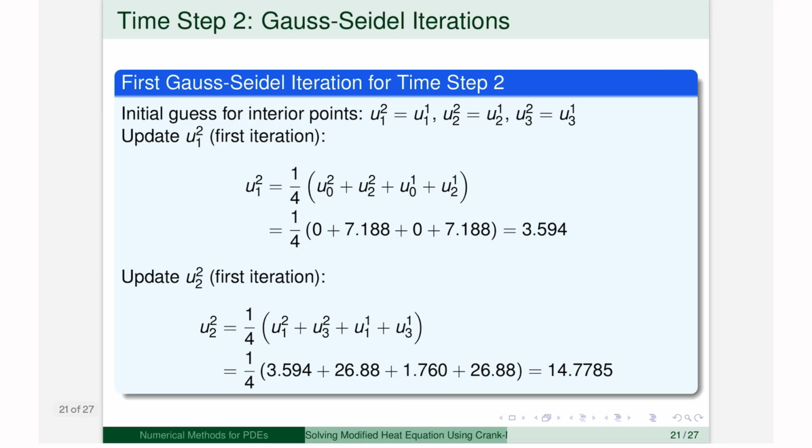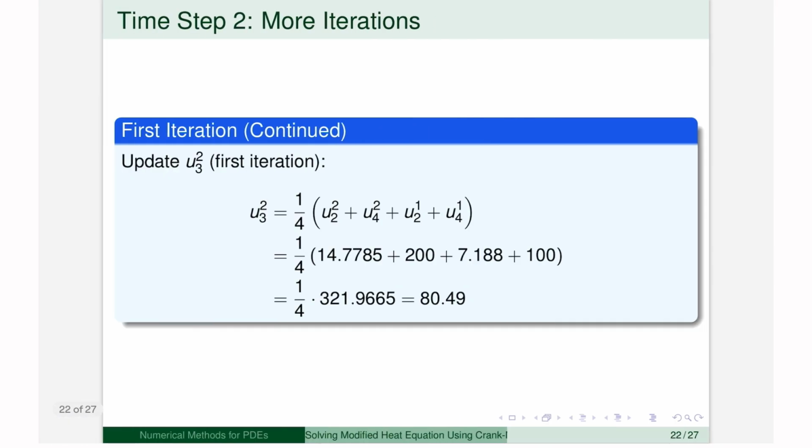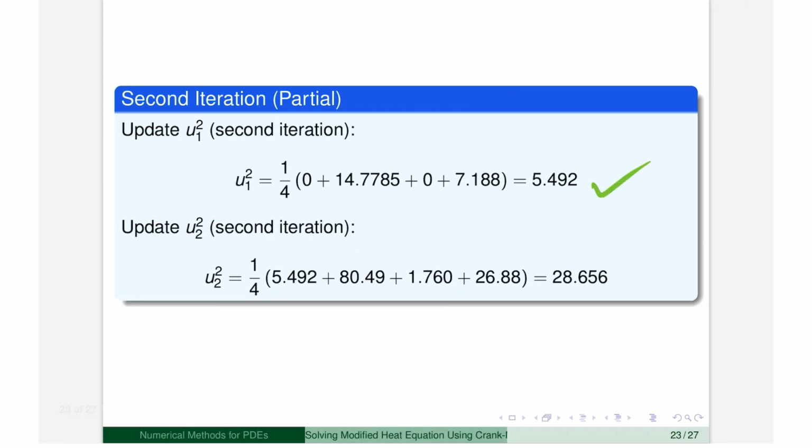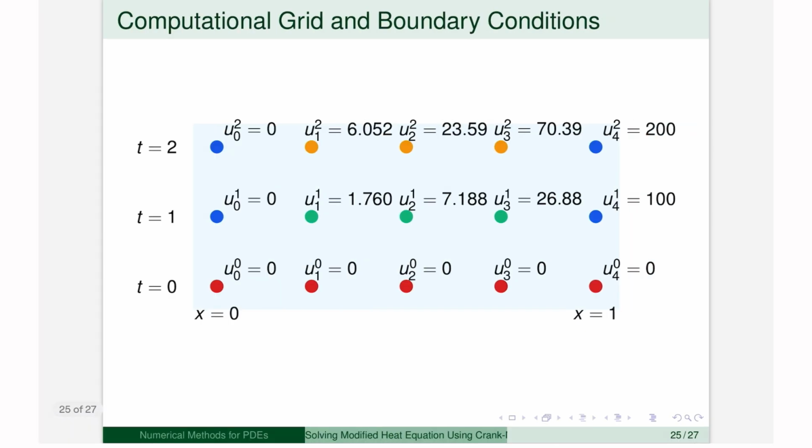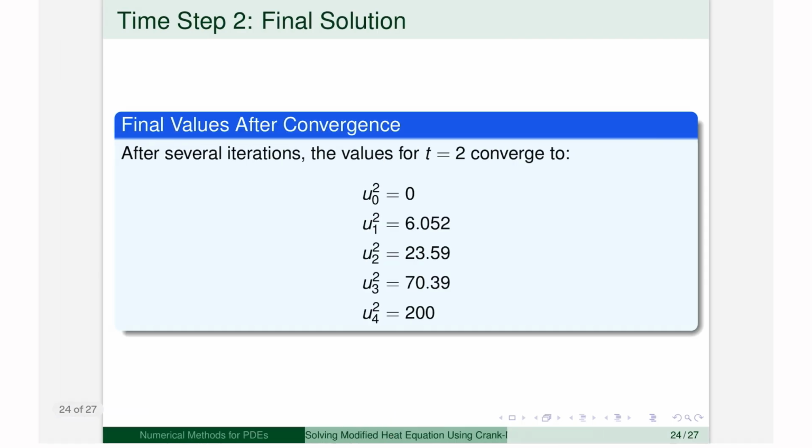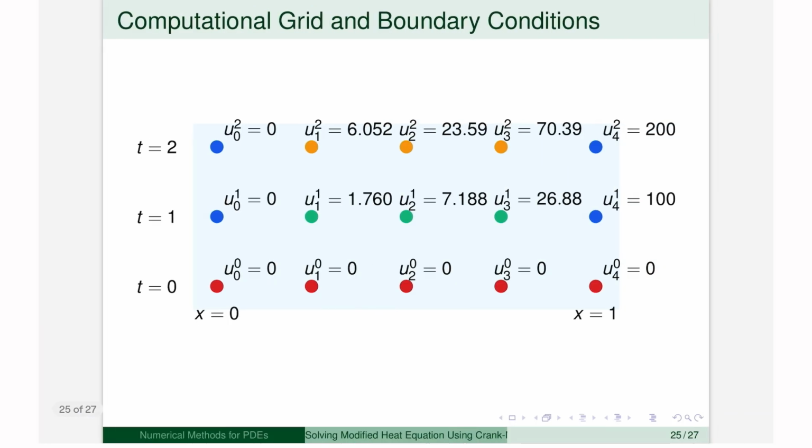For that we have to take the initial guess: here the initial guess is u12 equal to u11, u22 equal to u21, u23 equal to u13. Using that we can calculate u12, u22, and u23. If we plug that in, you get these values. Similarly, we do the second iteration. Finally, after converging, at t equal to 2 we get that u21 is this, u22 is 23.59 and u23 will be 17.39.